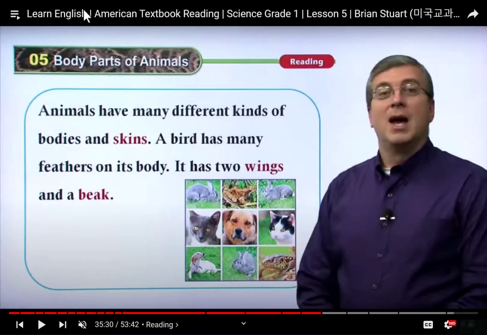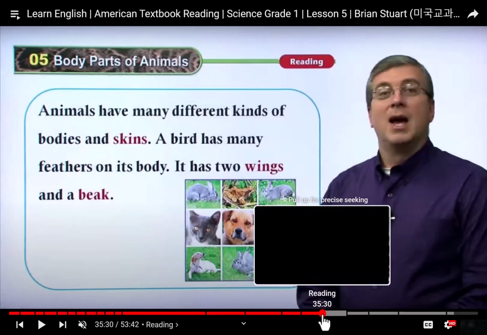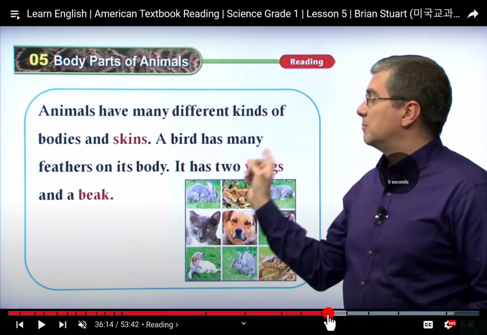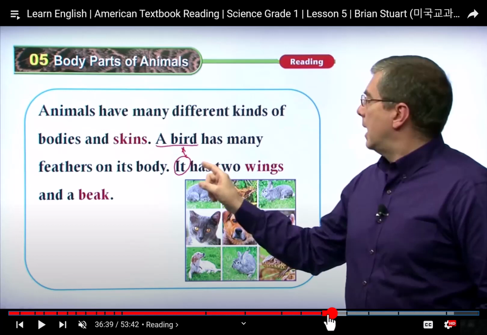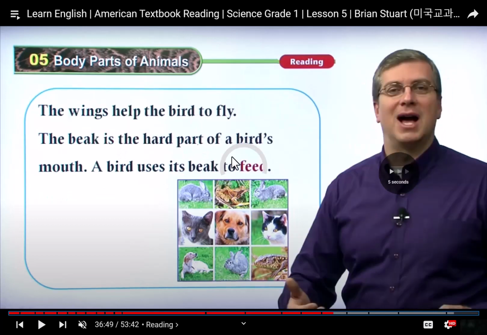Today, we're talking about body parts of an animal. Animals have many different kinds of body and skin. Feathers on its body. It has two wings and a beak. So, here we're talking about a bird. So, here's the next one.